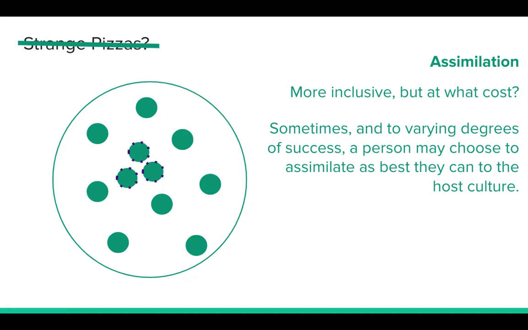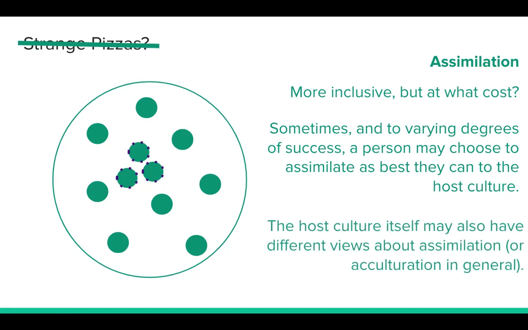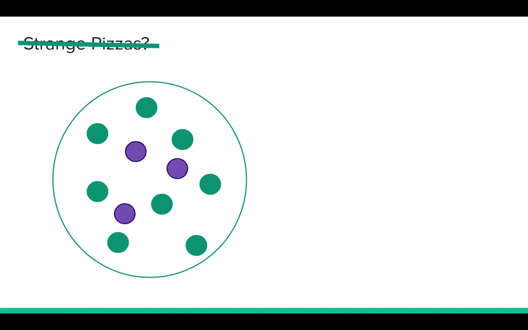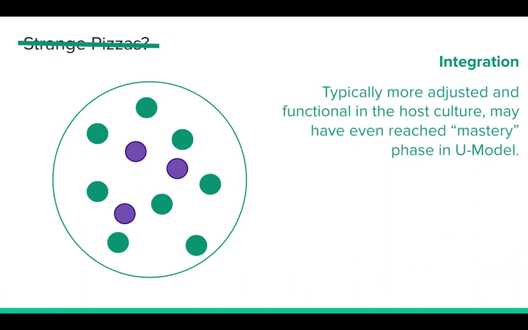Complete assimilation may not be possible to a degree, especially when certain regions are very typified by race specifically. And then the host culture itself may also have different views about assimilation or acculturation in general. All right, next we have integration. Typically this is more adjusted and functional in the host culture. So the newcomers are typically more adjusted, and they may have even reached that mastery phase in the U-shaped model.